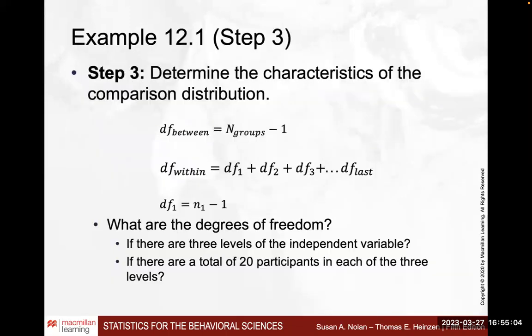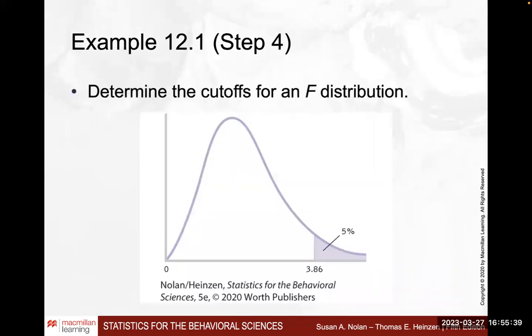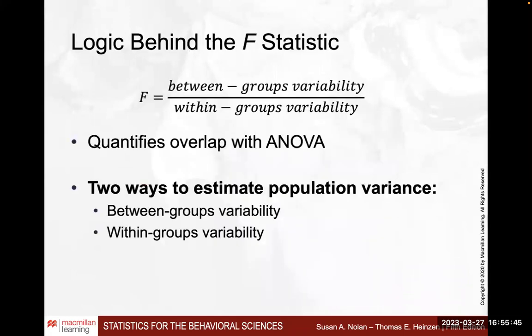Also memorize how to calculate the degrees of freedom for the respective groups. You have degrees of freedom between, which is the number of groups minus one, which also will come back when we talk about regression analysis. Then you have the degrees of freedom within, that's the degrees of freedom of each respective group added up, which can also be calculated as the sum of all participants minus the number of groups. It comes to the same thing. You're just subtracting one for each group. Good. The F distribution is unimodal, right skewed, with a critical cutoff.